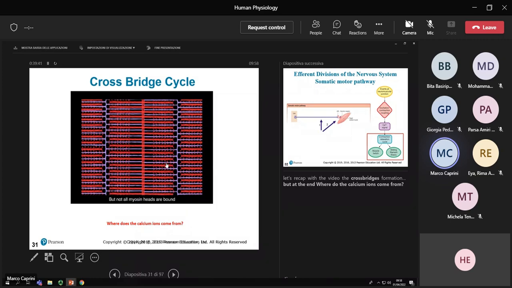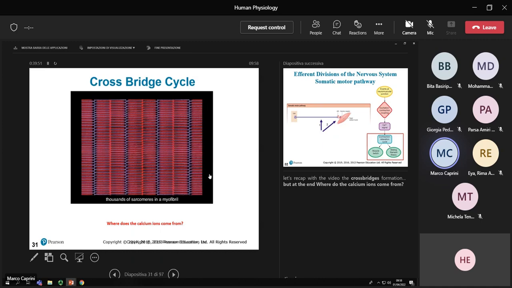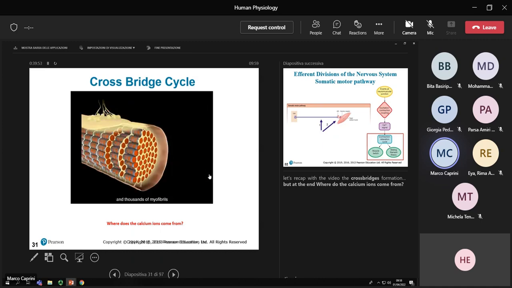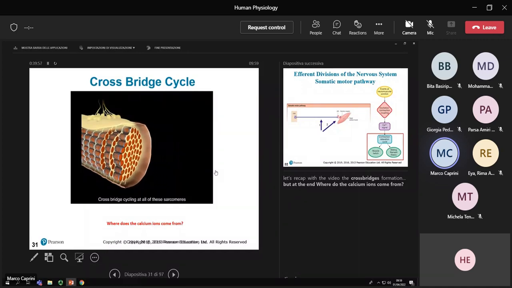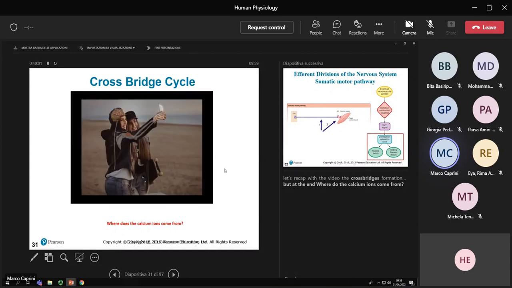But not all myosin heads are bound or disconnected at the same time. They can be in different steps of the cross-bridge cycle. Remember that there are thousands of sarcomeres in a myofibril and thousands of myofibrils in each muscle fiber. Cross-bridge cycling at all of these sarcomeres causes the entire muscle to contract.